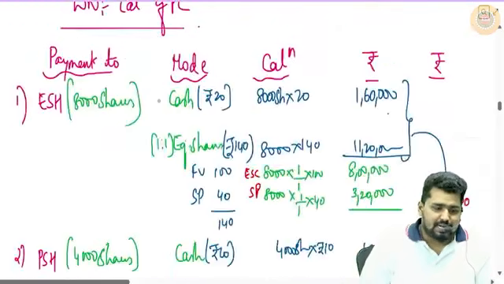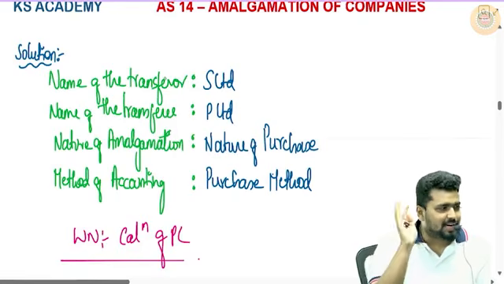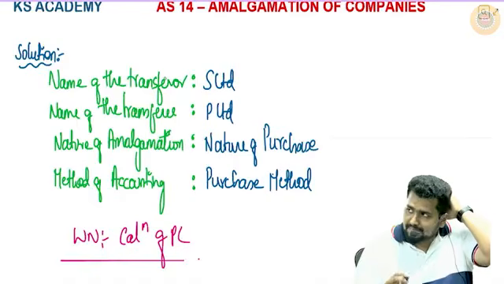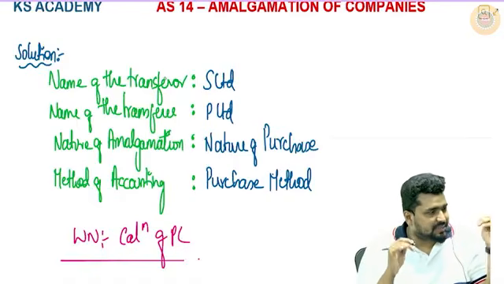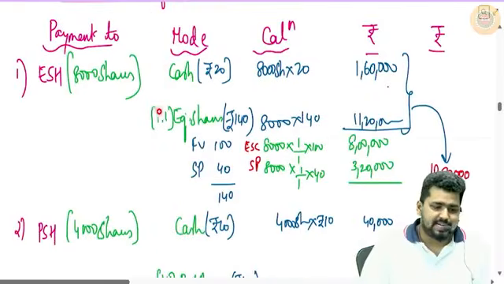First, as usual, everything we will write in the proper format. Name of the transferor, transferee, nature: amalgamation in the nature of purchase, and the method is the purchase method. Calculation of PC. Clear? So PC means payment made to equity and preference shareholders.